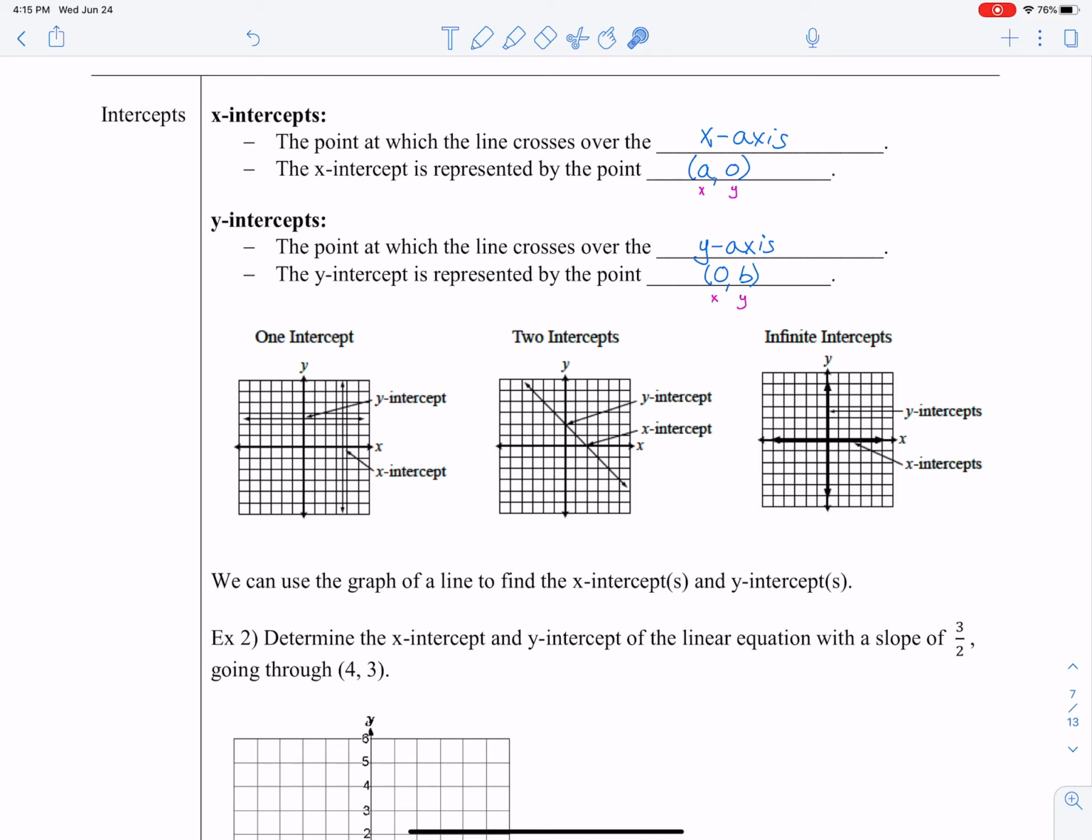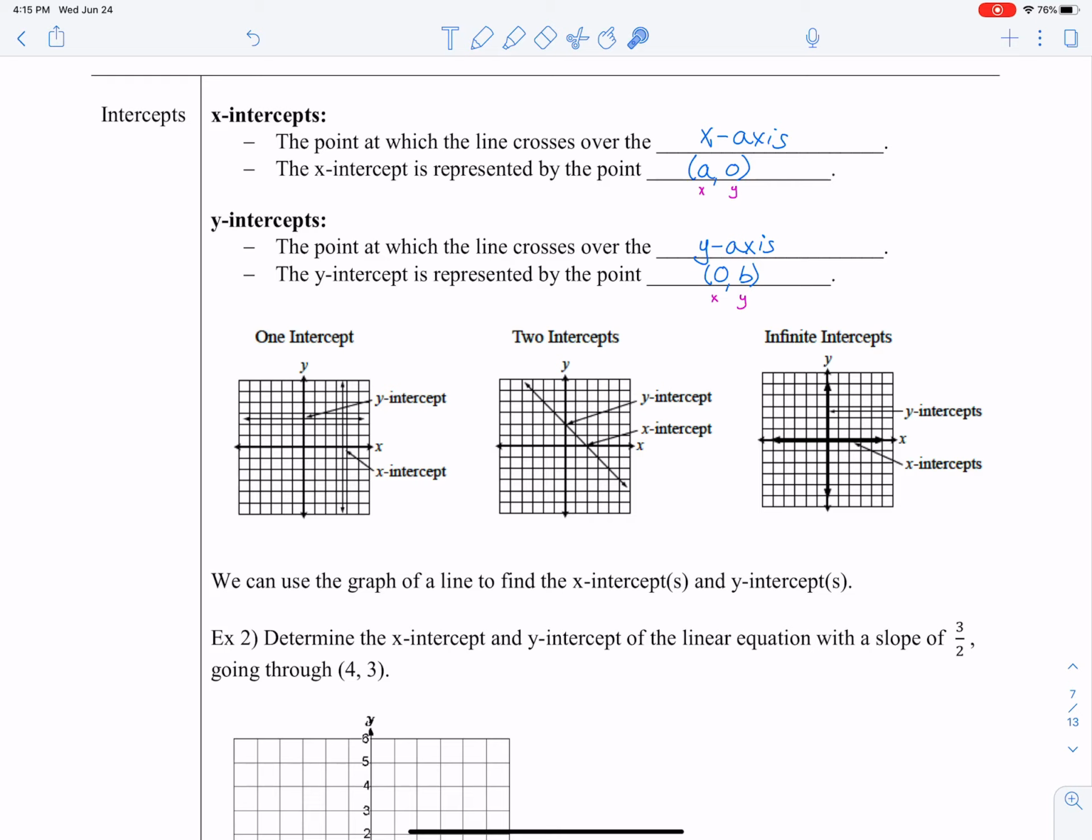So when you have the x-intercept, the letter represents a number. It could be 20, for example, in the x position, and the zero is in the other position. Here we're looking at the y-intercept, so the number is in the y position.